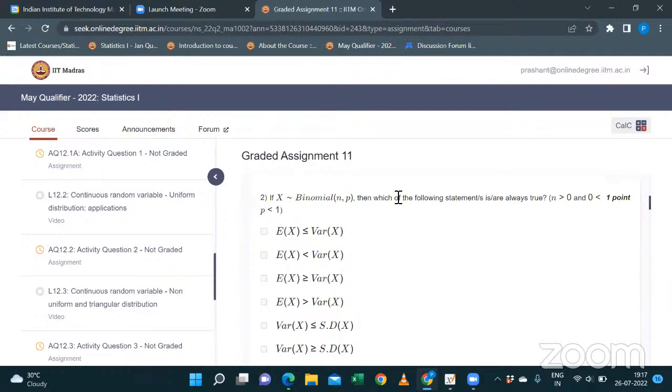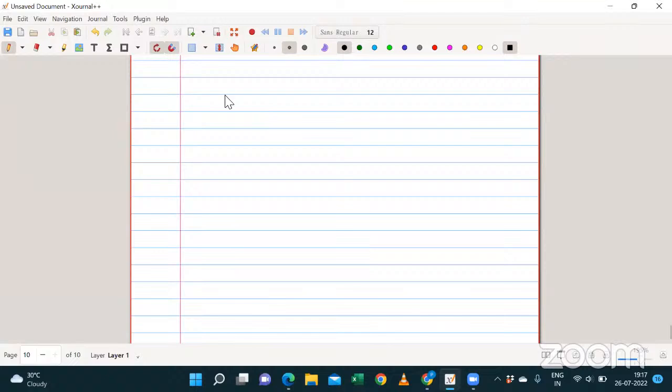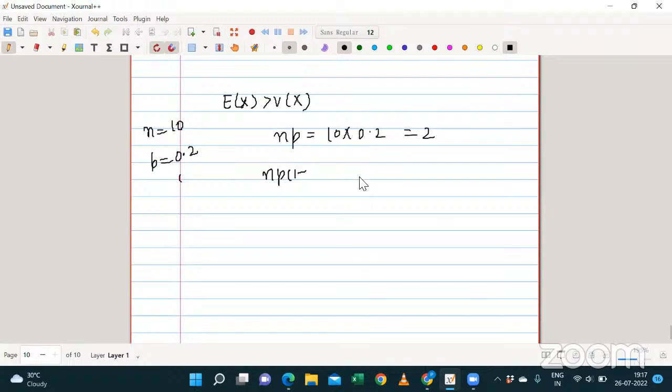Because it says which of the statements will always be true. If we know E of x is always greater than variance of x, then it also means that E of x is always greater than or equal to variance of x. Suppose your n is 10 and p is 0.2. Then np will be 10 into 0.2, that means 2. And what will be the variance? 2 into 0.8, that means 1.6. So yes, your 2 is greater than 1.6. So how can you say 2 is greater than or equal to 1.6? Even that statement returns true.